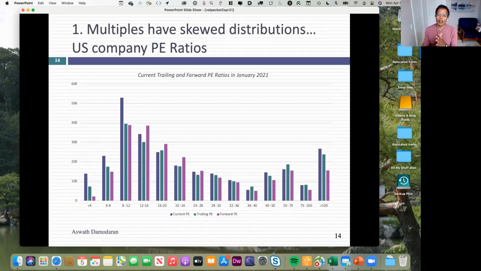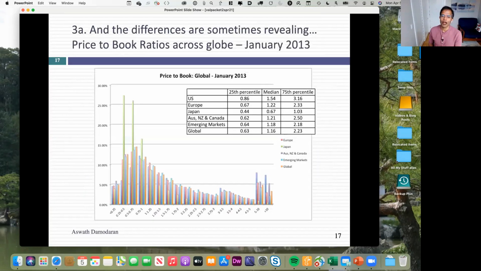So now you guys are ready. You have everything that I need to. I'm going the wrong way. Right? Let's talk about what it is that drives different multiples.